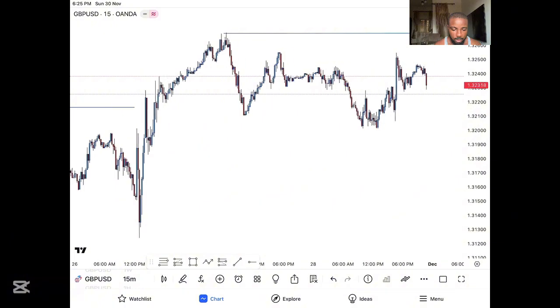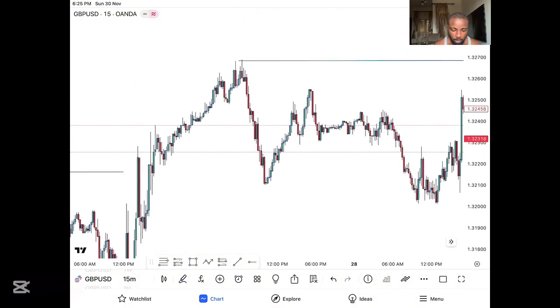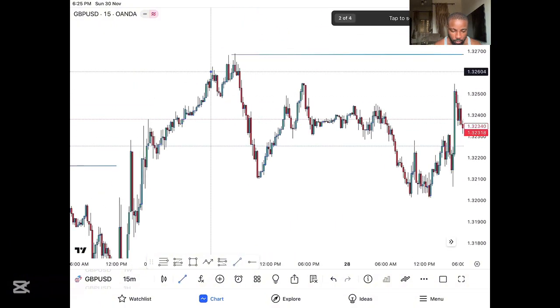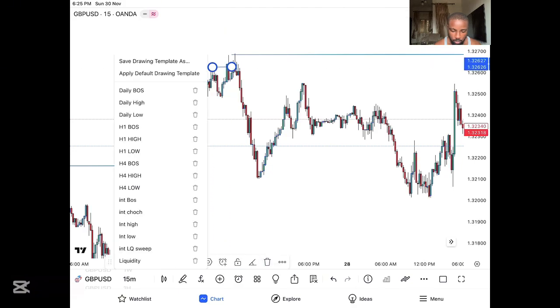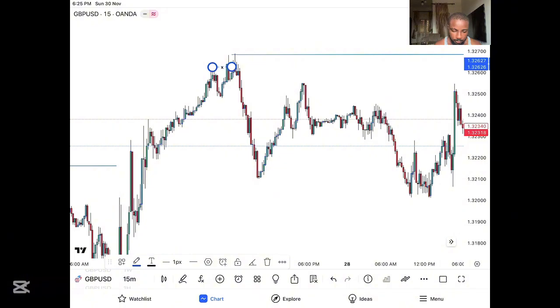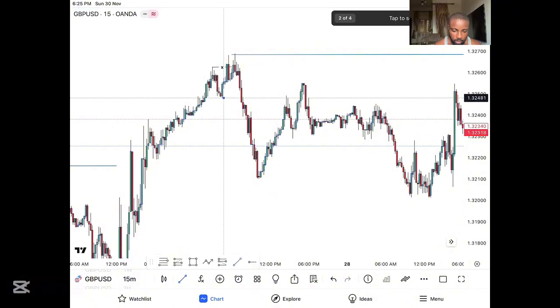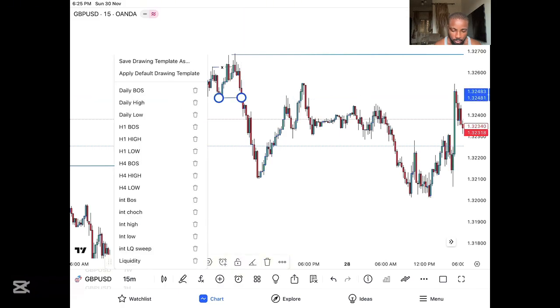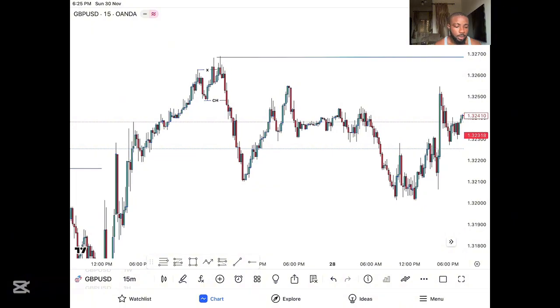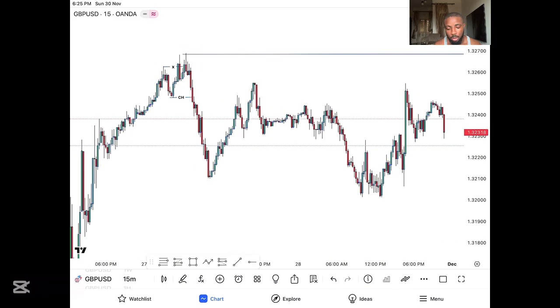Which is this, what is it again, this break of structure here, or rather this sweep of liquidity here, and also this change of character here. So immediately I saw this, after we tapped into that previous supply, I knew that this is going to be a reaction point. Exactly. So that was the reason why I was confident in that sell I talked about in my previous video.